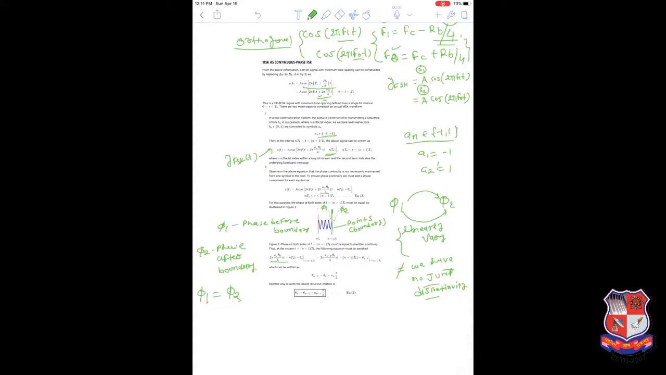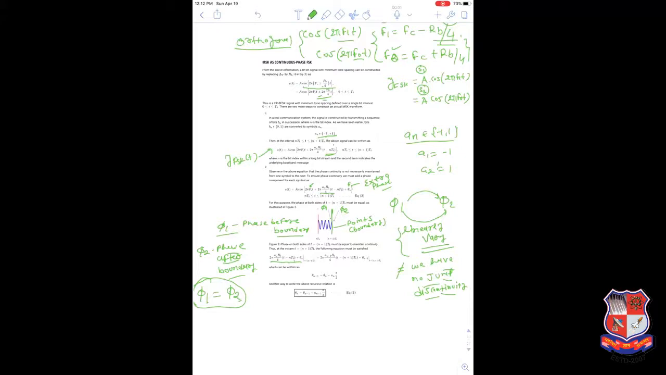The phase is 2 pi a_n; we have taken this because 2 pi f_c t is common. We need to add an extra phase here because of the jump discontinuity, so that the phase varies linearly and the phase before the boundary and after the boundary become equal. This theta term is added over here, and what theta we can add so that the jump discontinuity is reduced is again the question we need to answer. So theta n is to be added to reduce the jump discontinuity.